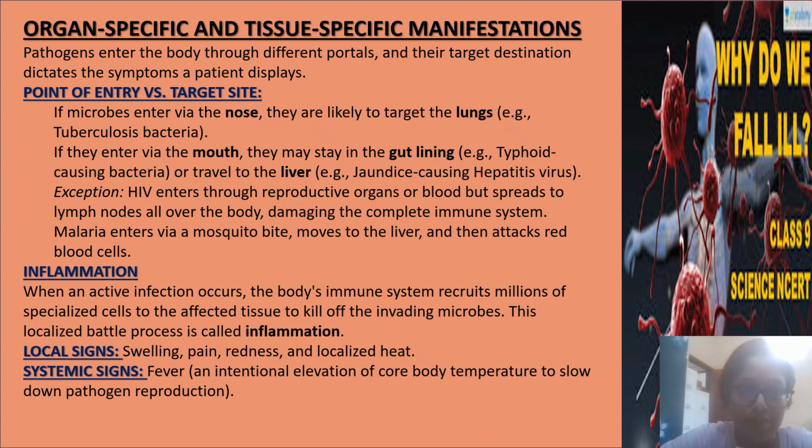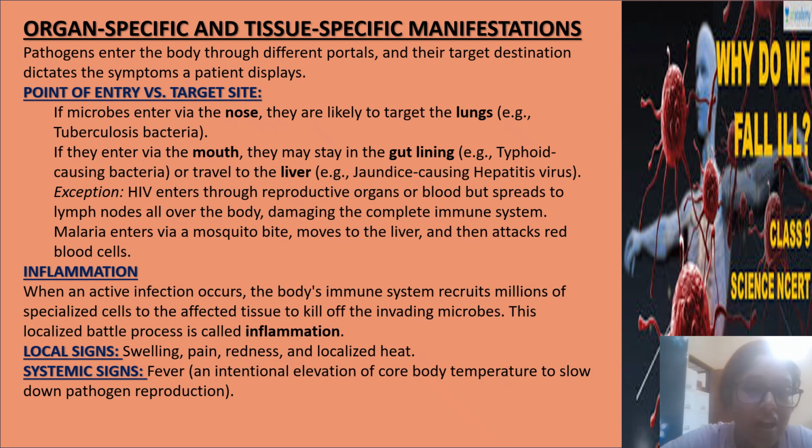Organ-specific and tissue-specific manifestations. Pathogens enter the body through different portals, and their target destination dictates the symptoms the patient displays. Point of entry versus target site. If microbes enter via the nose, they are likely to target the lungs. If they enter via the mouth, they may stay in the gut lining, that is typhoid-causing bacteria, or travel to the liver. Exception: HIV enters through the reproductive organs or blood but spreads to lymph nodes all over the body, damaging the complete immune system.